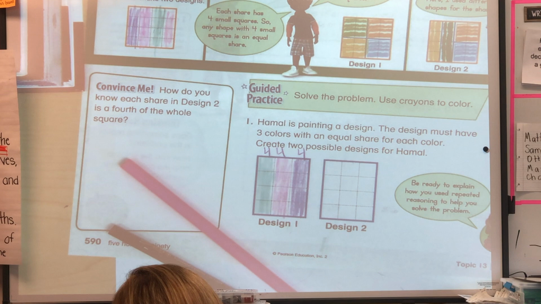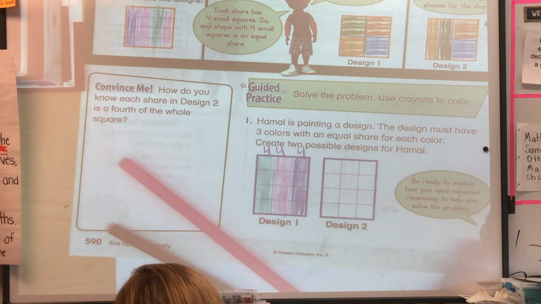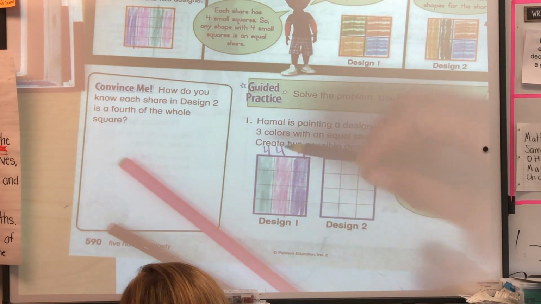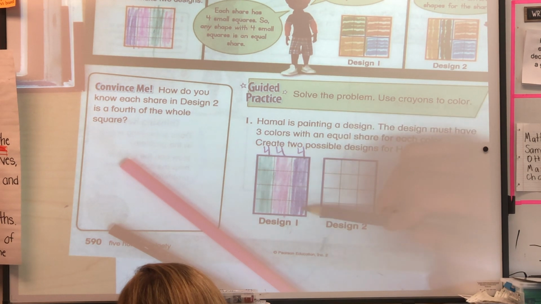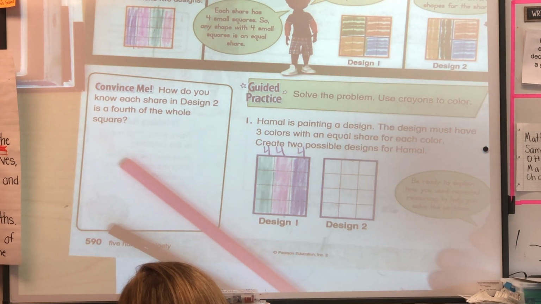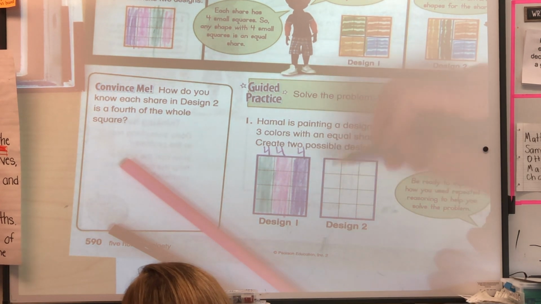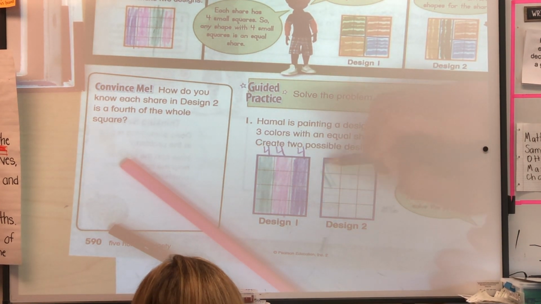And I need each color, that's my C word I'm looking for, color. Each color to have how many squares? 4. Because, and I'm going to use this to tell me, because this was the easiest one to divide. So I'm going to use that to jumpstart my brain and go, I need 4 squares per color. Make sense? So, well, I see 4 squares over here.